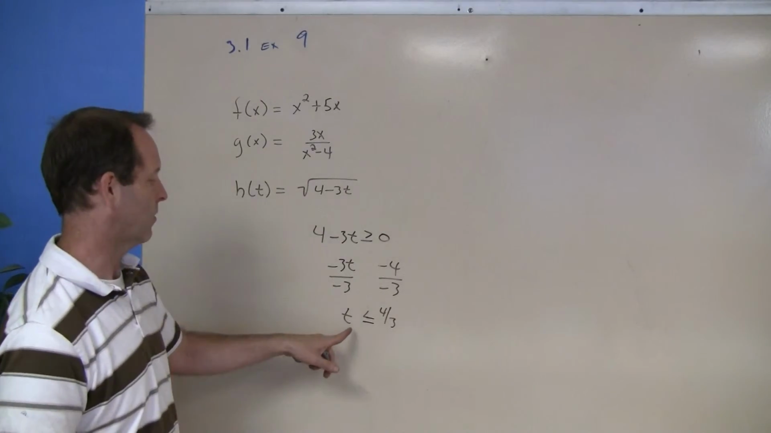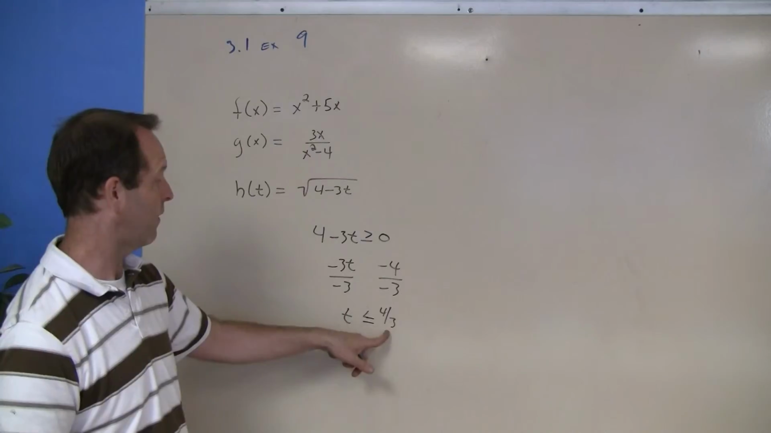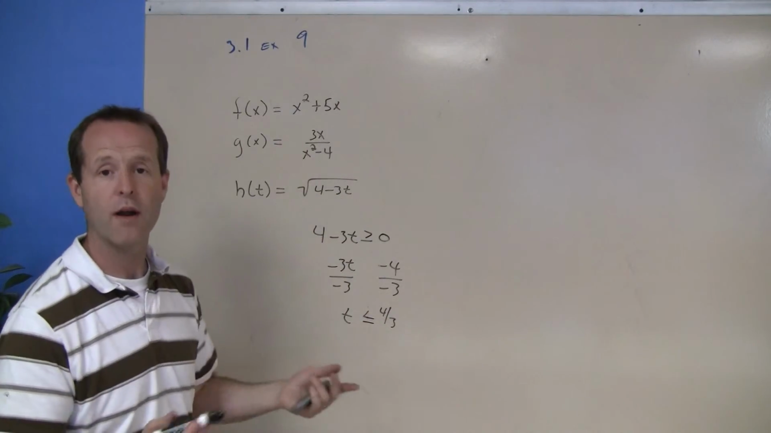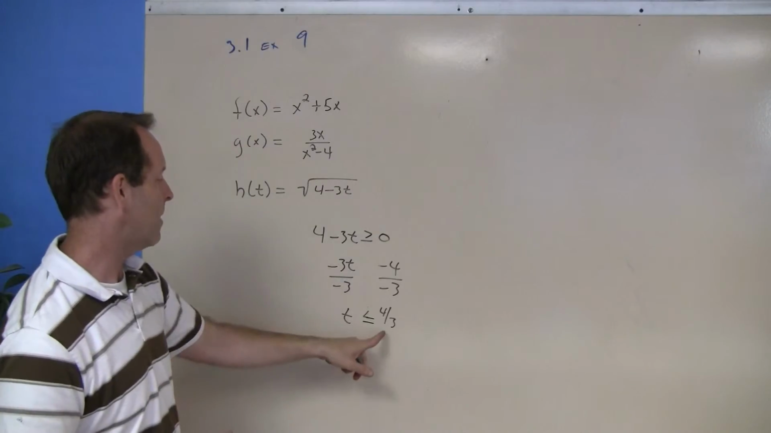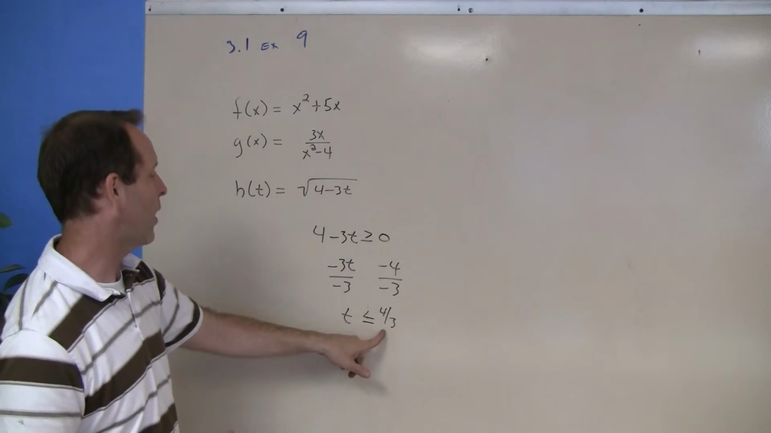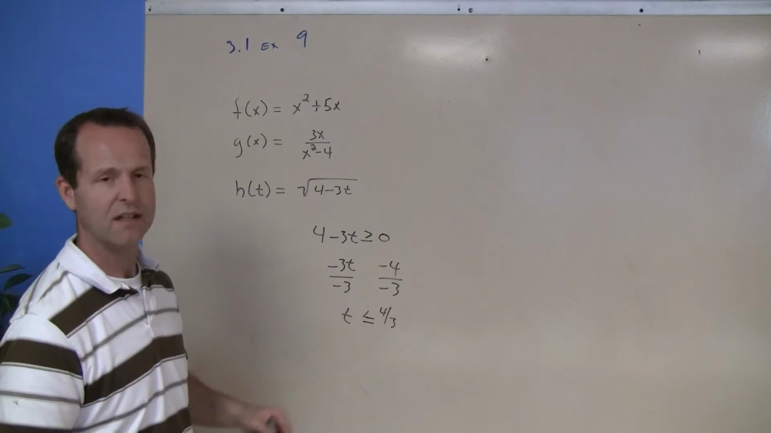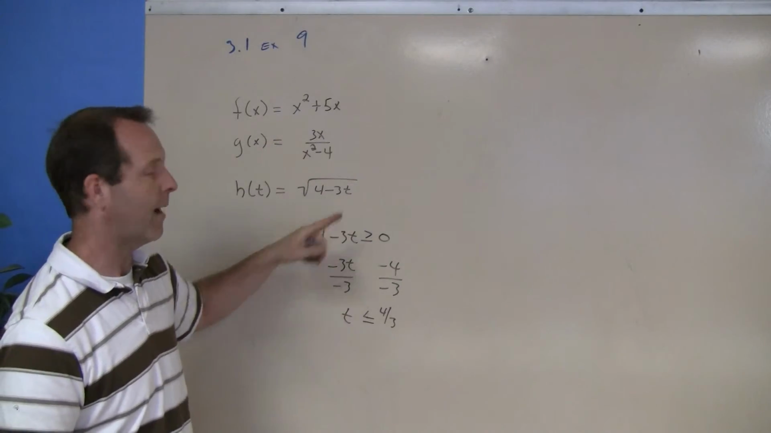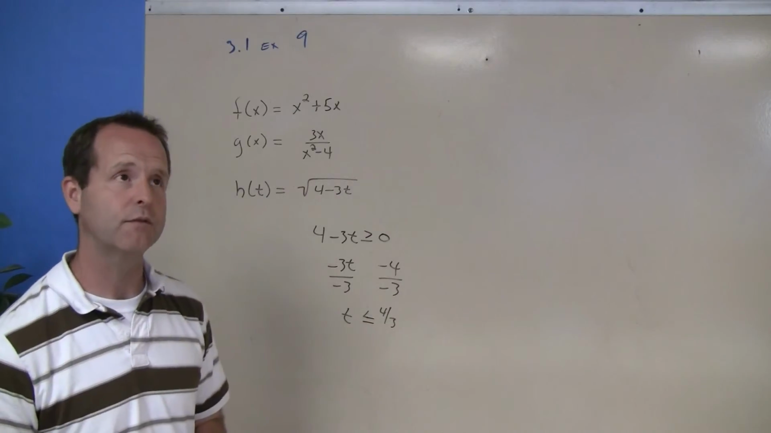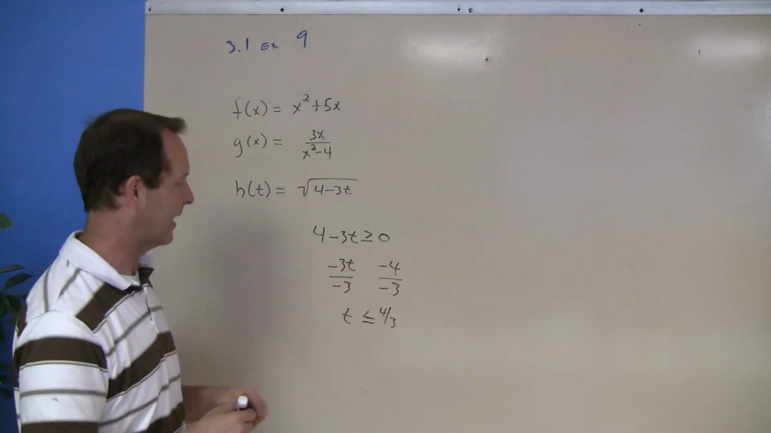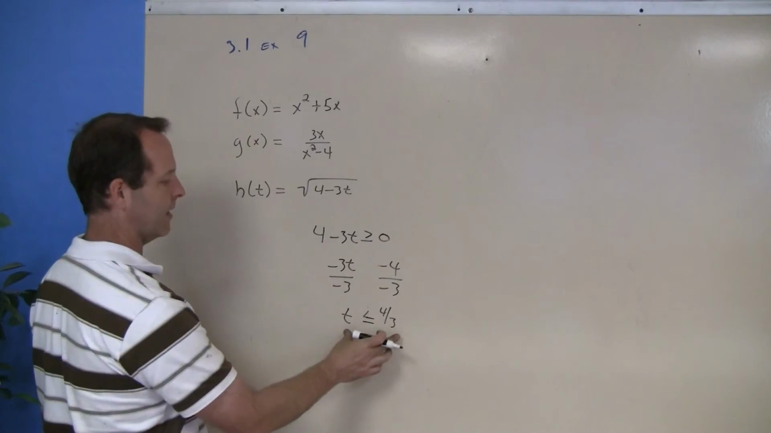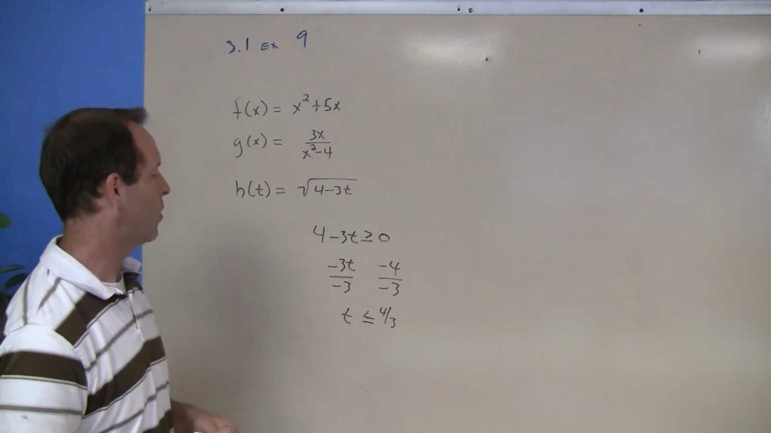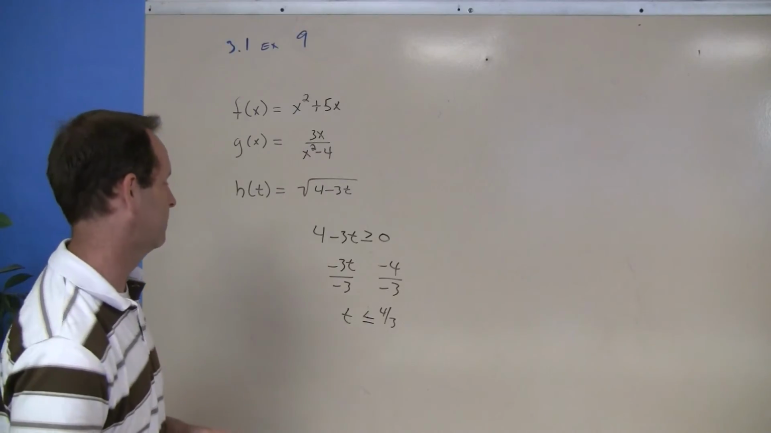So let's try a value. 0 is less than or equal to 4/3. If I put 0 in, 4 minus 0 is positive 4, that works. Let's try a number that is greater than 4/3, like 10. 4 minus 3 times 10, 4 minus 30, gives me a negative 26. That does not work. So I would describe this then as all values of t which are less than or equal to 4/3.